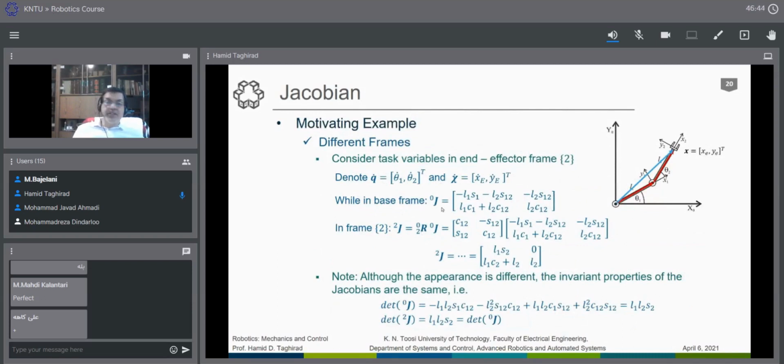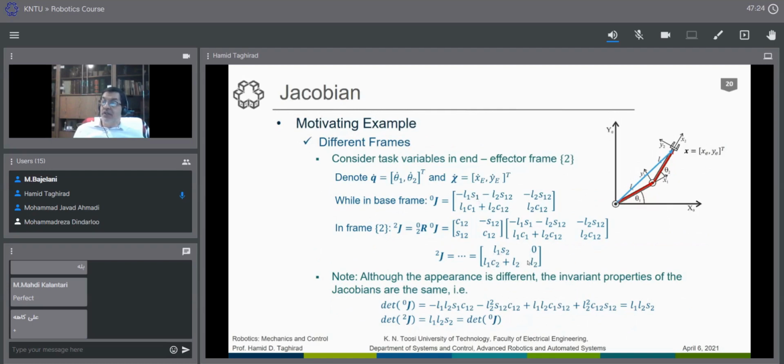Since this is a 2 by 2, it has only the linear part, since it is not a 6 by 6, it's only a portion of the Jacobian. We have only JV here. So we can just multiply it by the rotation matrix. If the rotation matrix is multiplied to that, then the Jacobian will be shortened and simplified from this general form to this form. You see here we have S12 and S1, but here we have only S2 in the representation.